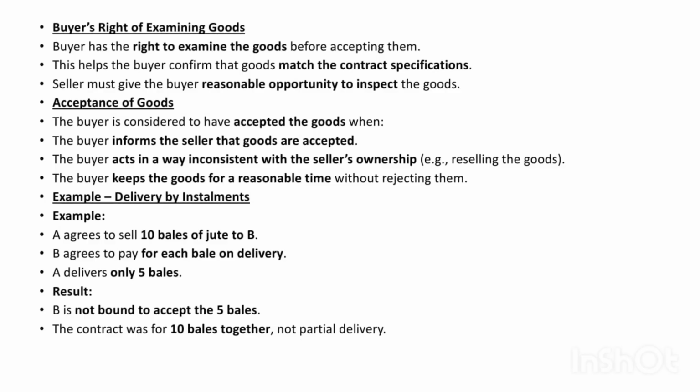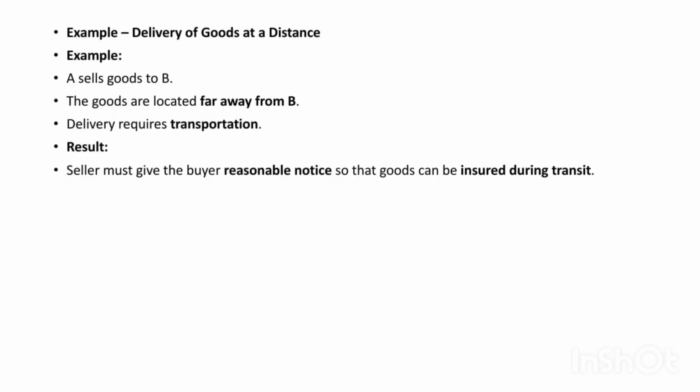Next one is acceptance of goods. Once the buyer accepts, he loses the right to reject. This section, section 37, is critical. The buyer is considered to have accepted the goods when the buyer informs the seller the goods are accepted, when the buyer acts in a way inconsistent with the seller's ownership, or when the buyer keeps the goods for a reasonable time without rejecting them. So these are where acceptance of goods is done. Some examples are given, just go through them.